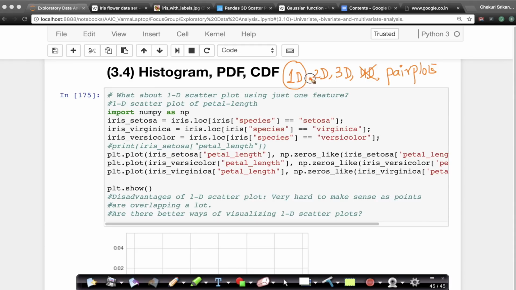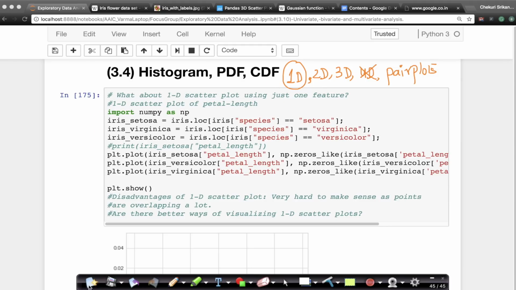So let's see how to plot a 1D scatter plot, understand what the problems are with doing a simple 1D scatter plot, and how to get around them using ideas like histogram, probability density function, and cumulative density function. Okay, don't worry about the terminology. They're very, very simple ideas. We'll go over them one by one slowly.